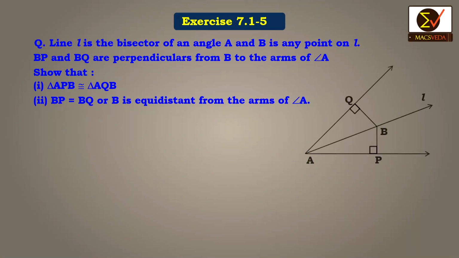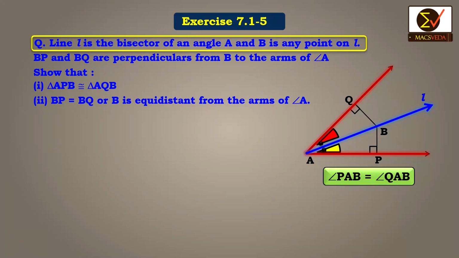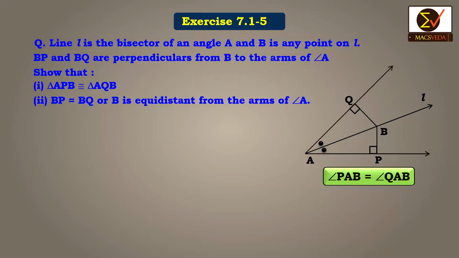Question number 5. Line L is the bisector of angle A and B is any point on this particular line L. So, the line L bisects this angle PAQ. So, this PAB is equal to QAB. Then what else is given? BP and BQ are perpendiculars from this point B to the arms of A. That is, BP is perpendicular to AP, that is one arm, and BQ is perpendicular to AQ, that is the other arm of angle A.